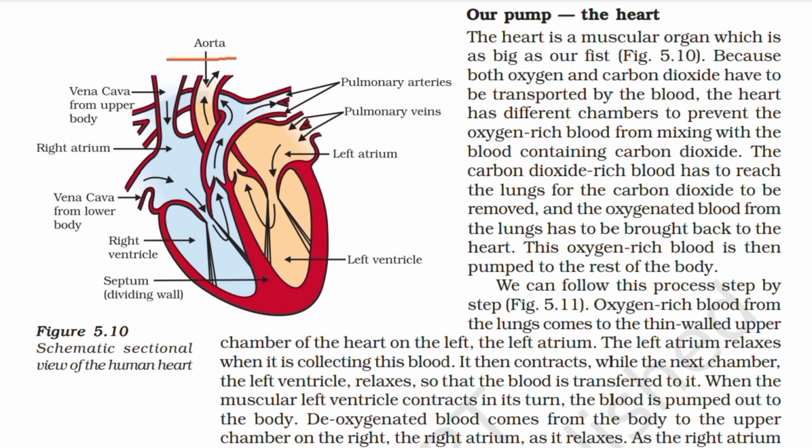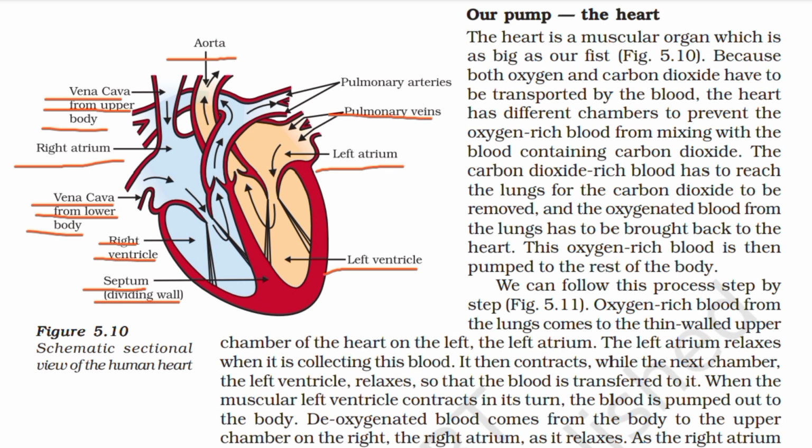Aorta, vena cava from upper body, right atrium, vena cava from lower body, right ventricle, septum (dividing wall), left ventricle, left atrium, pulmonary veins, pulmonary arteries. Figure 5.10: Schematic sectional view of the human heart.